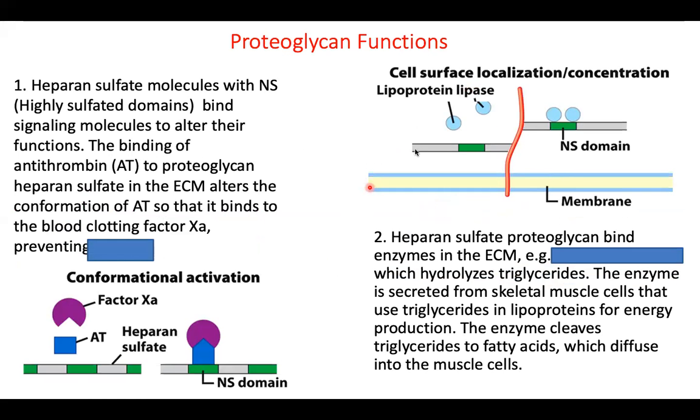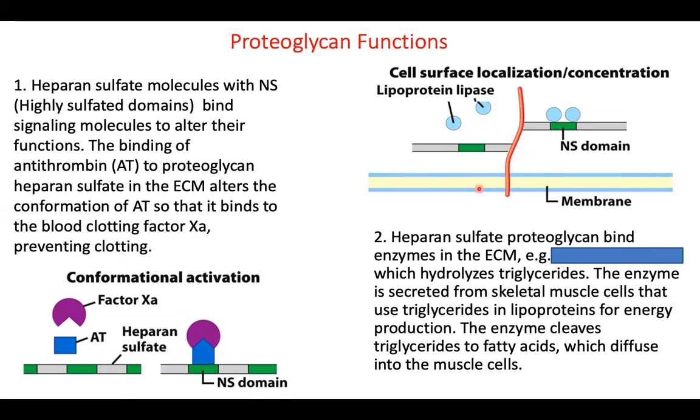Okay, so now I'm going to quiz you guys on the previous slide. So we went over this entire thing. We talked about heparin sulfate, talked about how it has a domain called the NS domain. And we talked about how ultimately it's going to prevent the action of factor 10A. What process does that prevent? What is the name of that process? Coagulation. Exactly. You're preventing clotting. So that's how heparin sulfate acts as an anticoagulant.